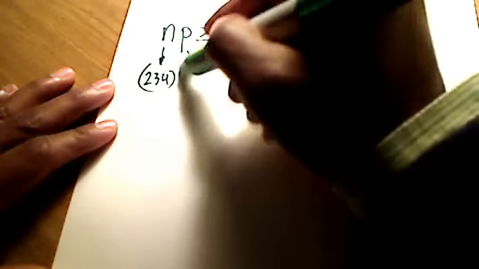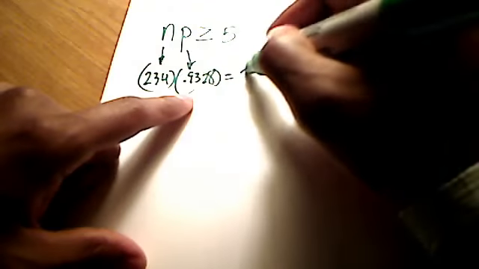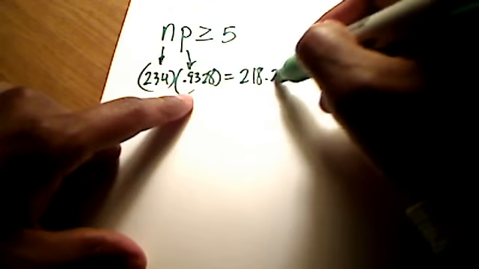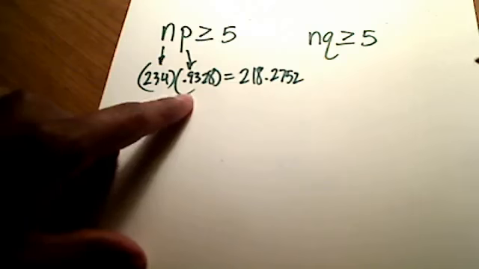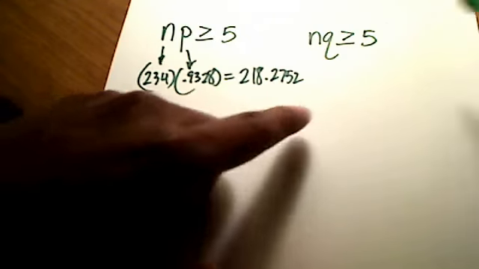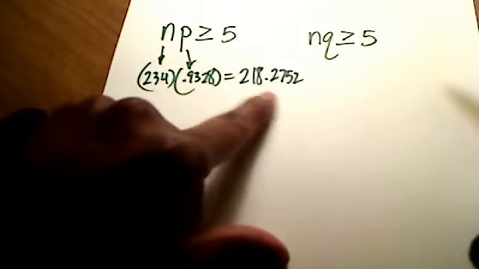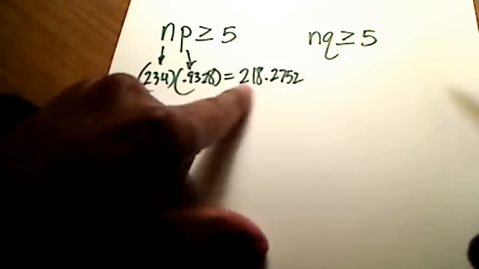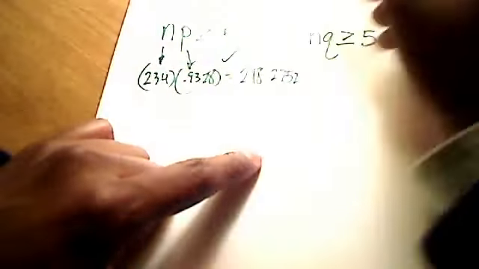234 times my probability of success of 0.9328. If you do that on a calculator, you'll see that you come up with 218.2752. You can pause the video and double check that if you want. Definitely bigger than 5, right? Definitely bigger than 5. So we're good here.